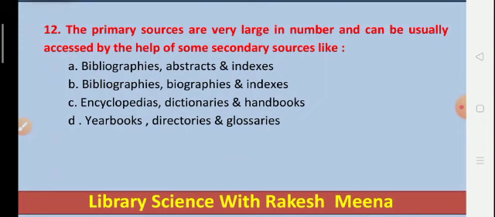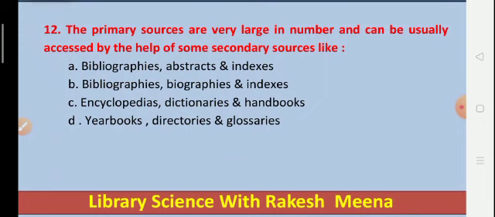Question number 12. The primary sources are very large in number and can usually be accessed with the help of some secondary sources like bibliographies, abstracts and indexes. Option B is bibliographies, biographies and indexes. Option C is encyclopedias, dictionaries and handbooks. Option D is yearbooks, directories and glossaries.